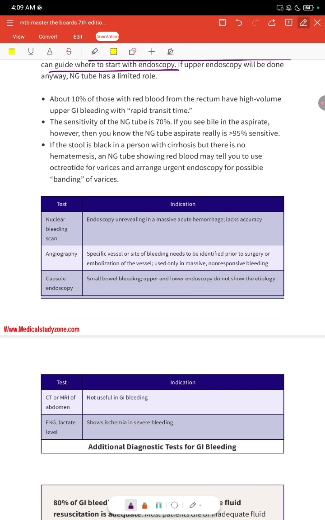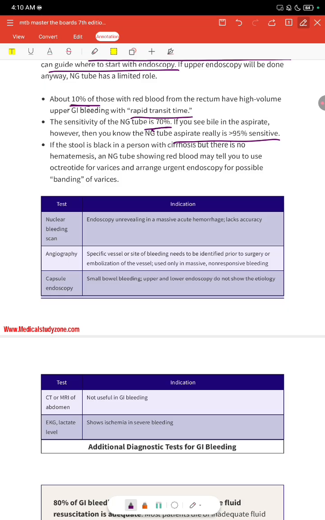About 10% of those with red blood from the rectum have high volume upper GI bleeding with rapid transit time. The sensitivity of the NG tube is 70% if you see bile in the aspirate. However, then the NG tube aspirate really is more than 95% sensitive. This is an extra important point.